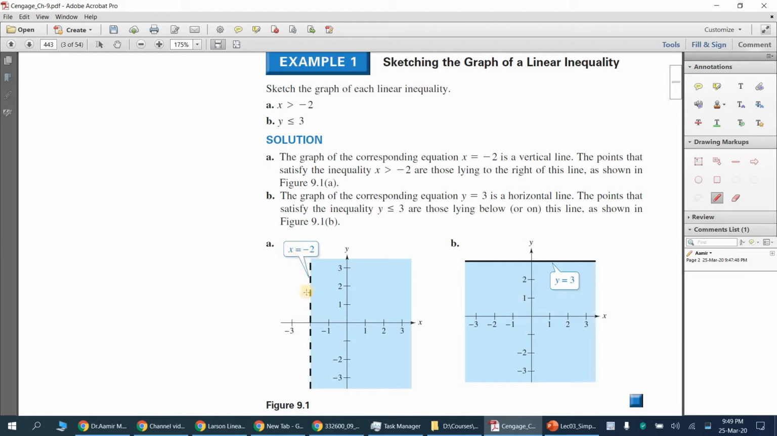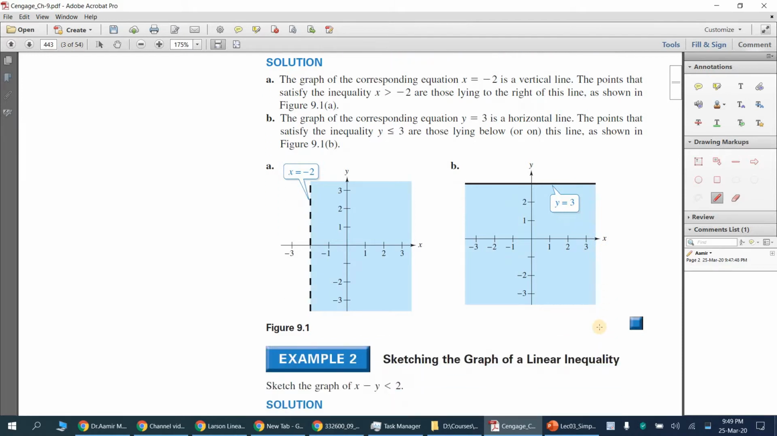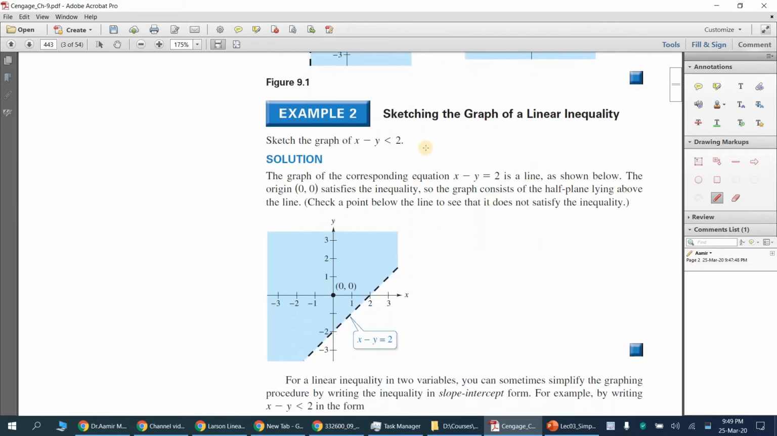So this inequality means that all the points on the right of this line are included, but the line itself is not, that's why they have shown it as a dotted line. In the second equation, you see y less than or equal to 3, it's a solid line, and the area that satisfies this equation is below this line. Okay, so I think this is very simple.